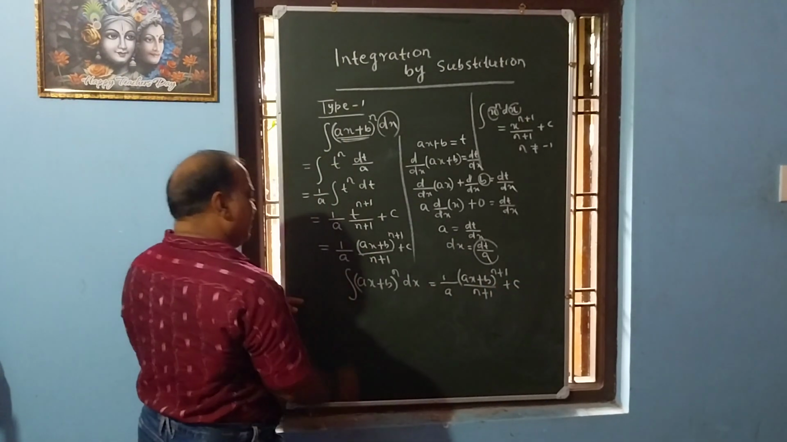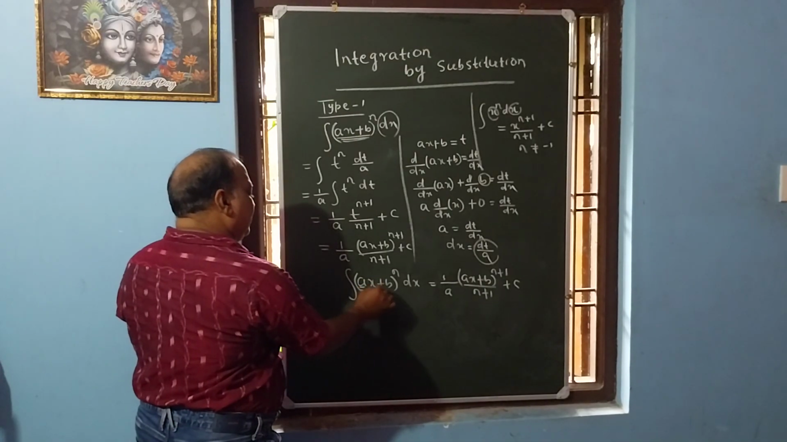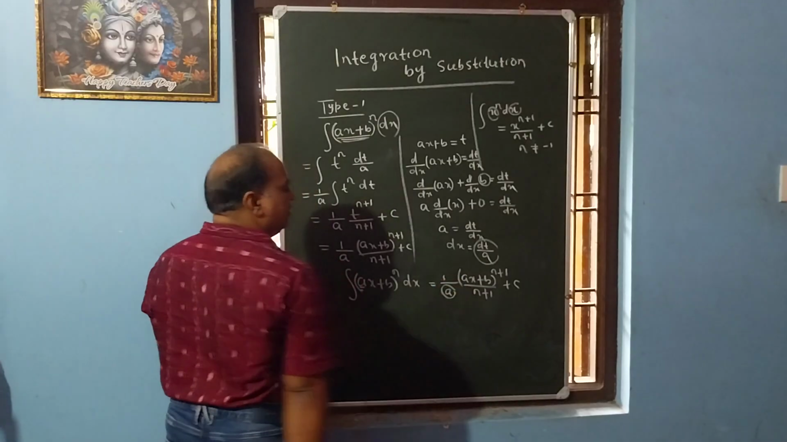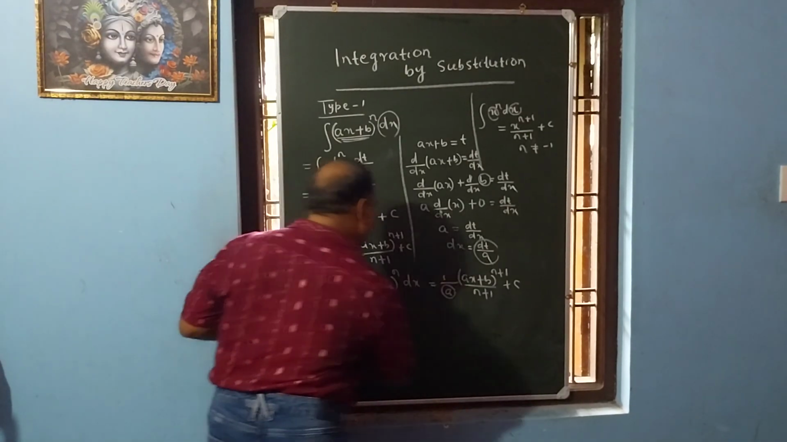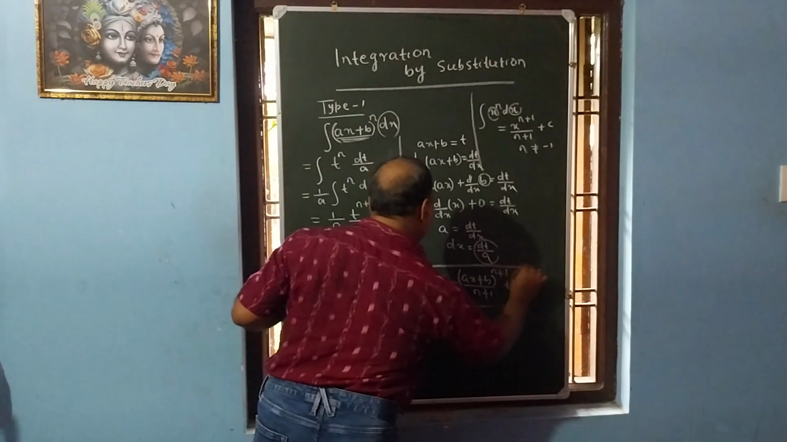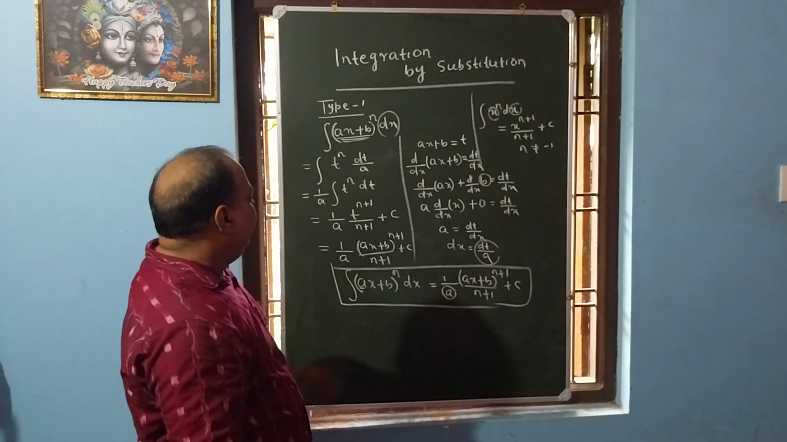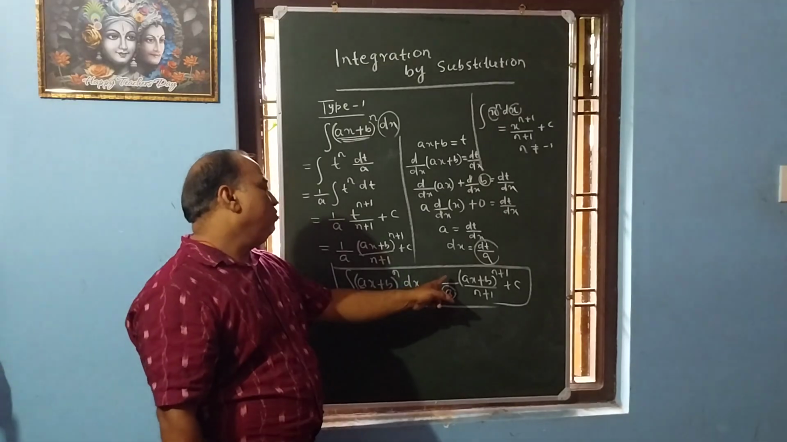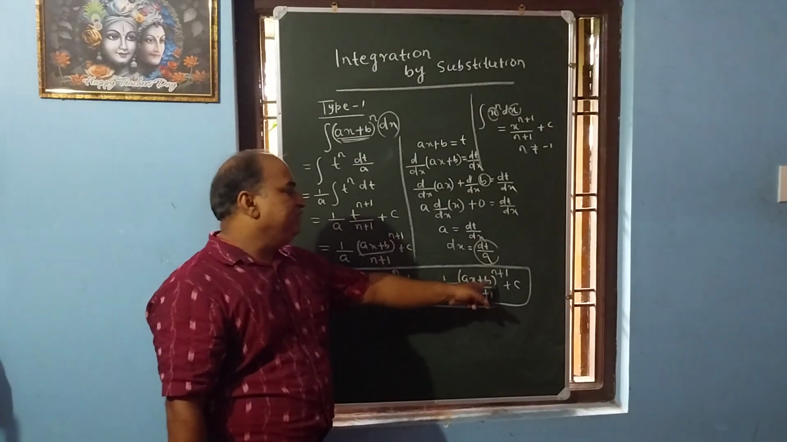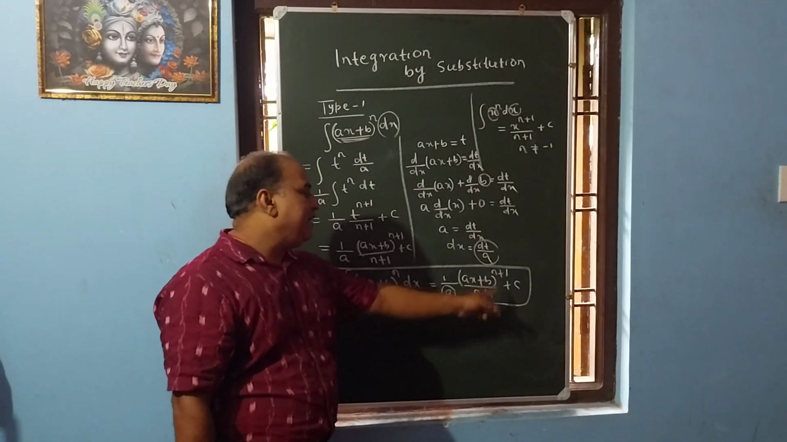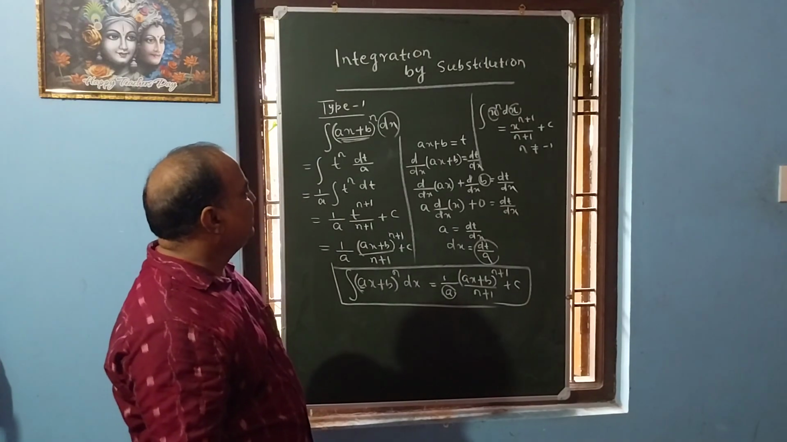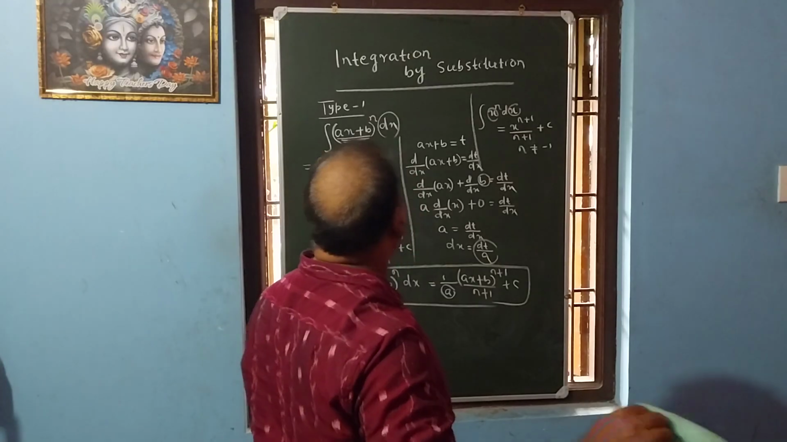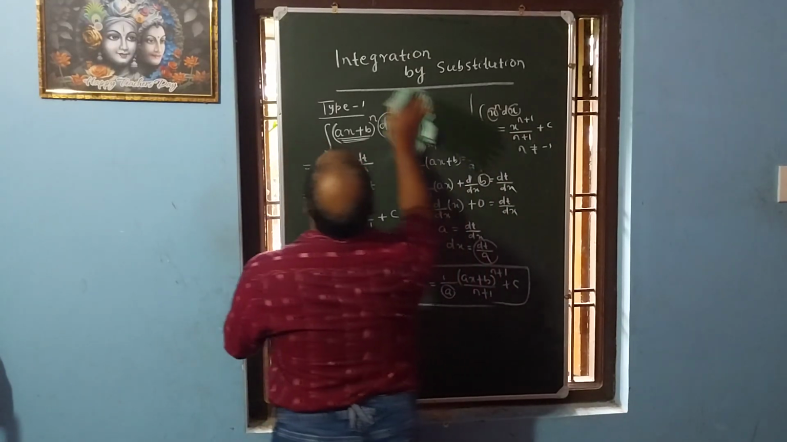So you see here, the coefficient of x is a. So that a will be divided here. So we get the formula like this. So you remember, integration of (ax plus b) to the power n dx is equal to 1 by a, (ax plus b) whole to the power n plus 1 divided by n plus 1, plus c. Okay? So this is one formula. Using this formula, we have to find some examples.